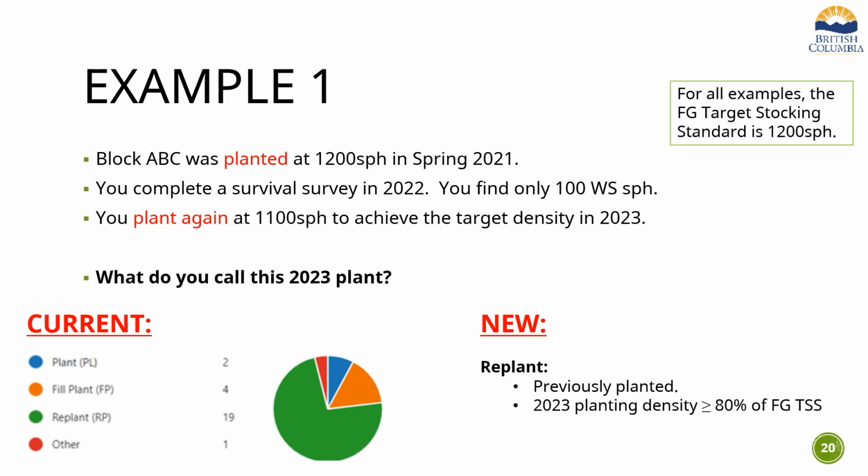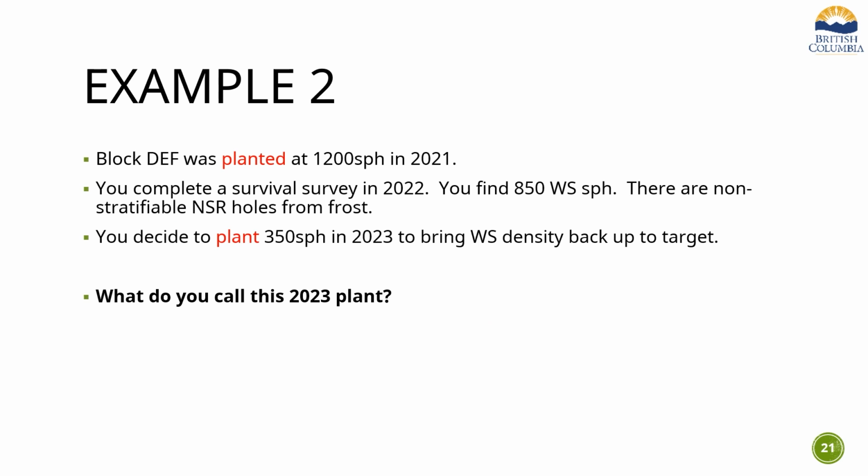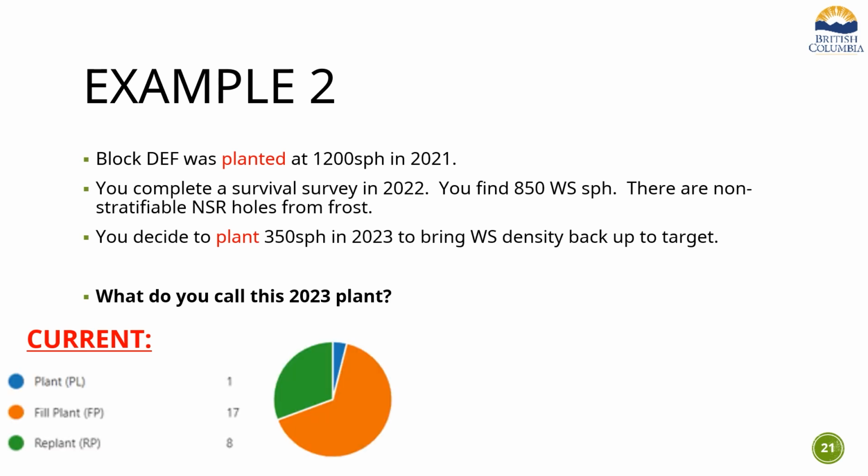Okay, here's another example. You again completed an initial plant in 2021, planting at 1,200 stems per hectare. During your survival survey, your stratum passes, but there are some non-stratifiable NSR pockets. You prescribed this opening for 350 stems per hectare in 2023 to bring the well space density back up to target. When we asked licensees what they'd call this plant, there was a high level of inconsistency across licensees and even across divisions. Most were calling it a fill plant, but a good number of people were also calling it a replant. Now going forward, the consensus will win.